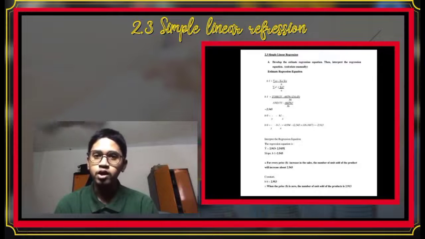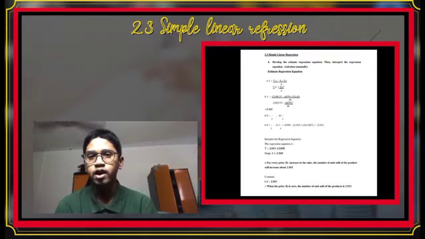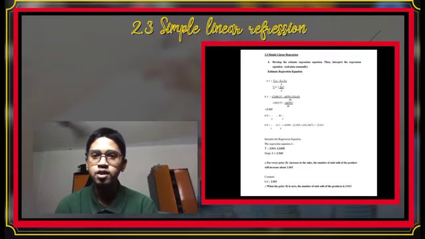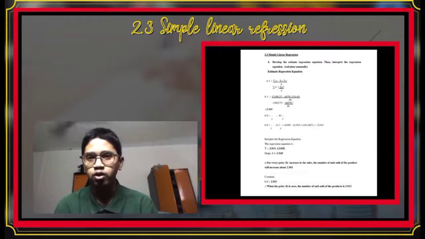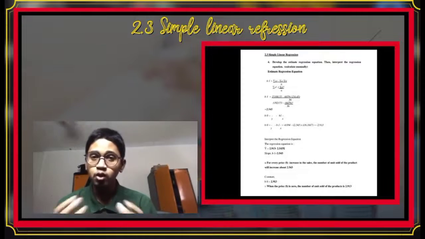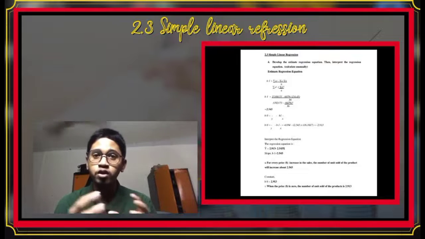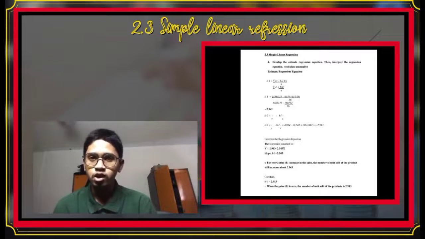This is B1 equal 15,388.55 minus 6079 bracket 145.45 divided by 36, and we will get the answer 2.543. For B0, B1 equal 4.094 minus bracket 2.543 times 116.1617 equal 29.13, and the regression equation is 29.13 minus 2.543x, and the answer is 2.543.